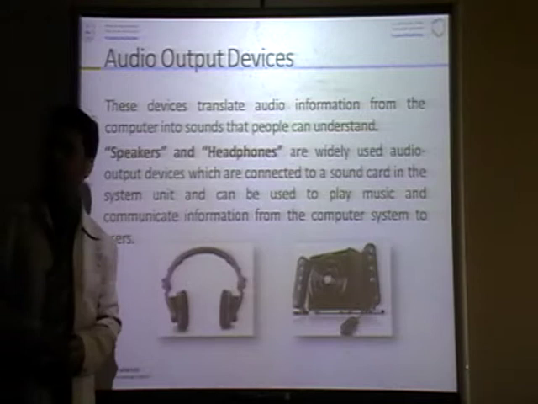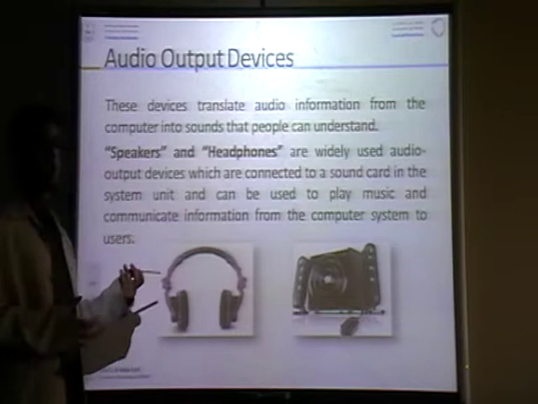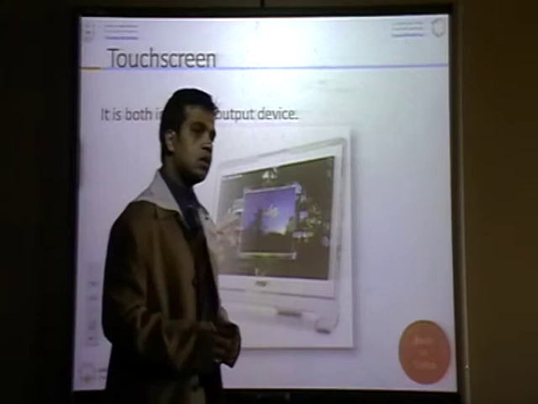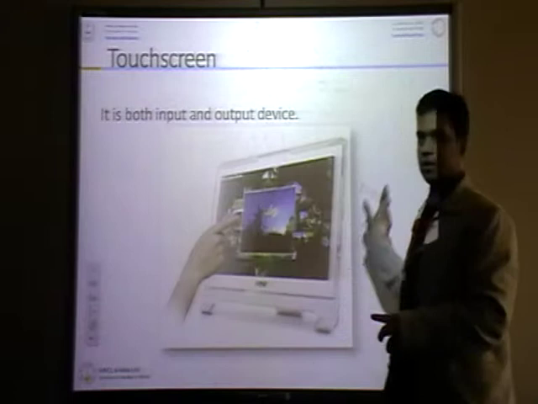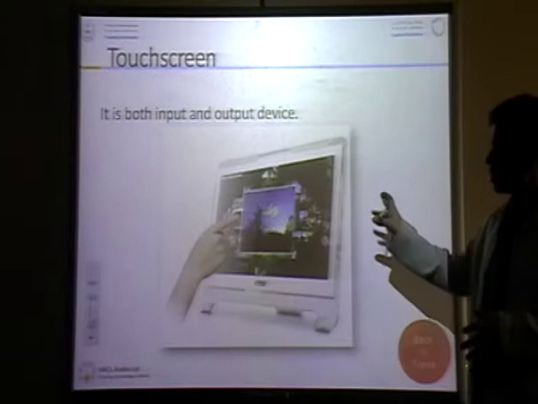What is this? Headphone. This is a speaker, to listen to sound. What is this? Touch screen. This is both an input and output device. For example, this board you see: you can see it and you can also touch it. So that's why it is both input and output.